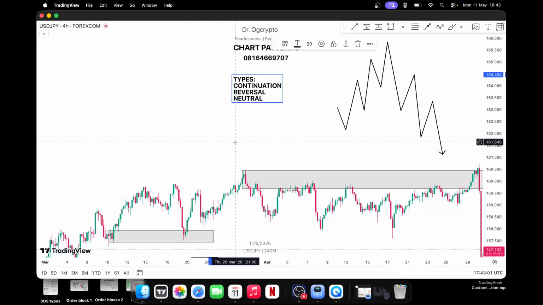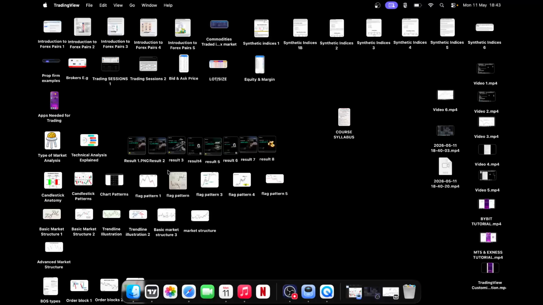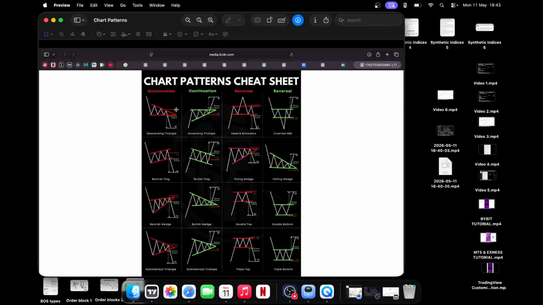There are a lot of examples of continuation patterns and reversal patterns. We have over 60 chart patterns, they are very plenty, but you cannot cram all of them except you are a pattern trader. The strategy that I'll be teaching you is called smart money concept, a concept that is actually stronger and has a higher edge. It will give you an upper edge over any other trader out there.